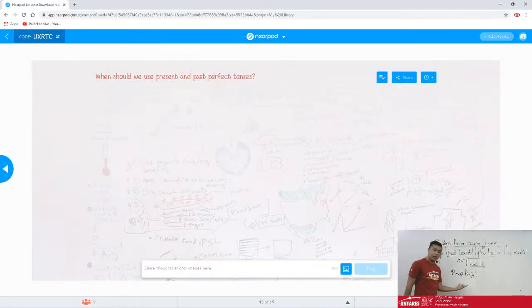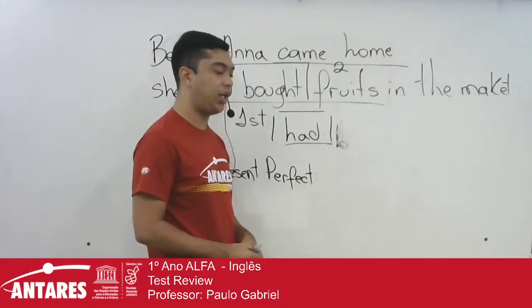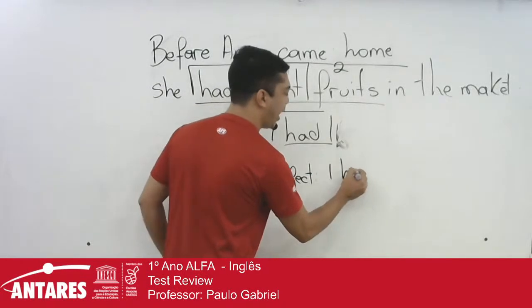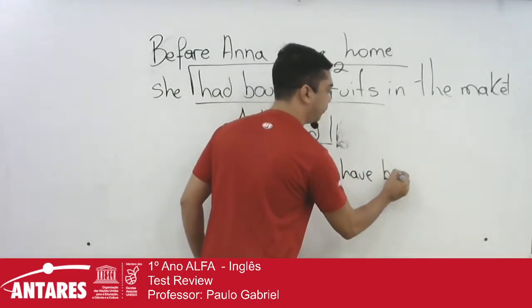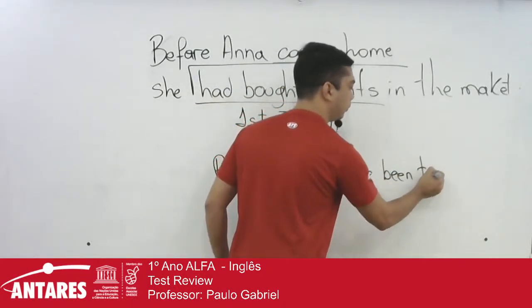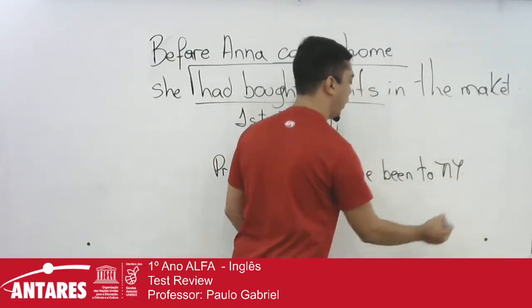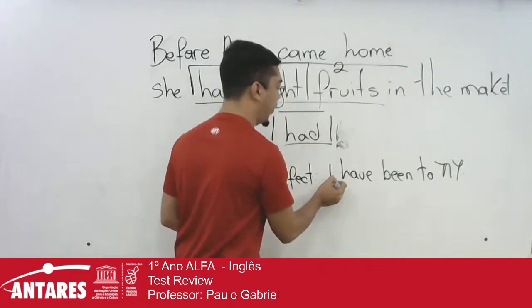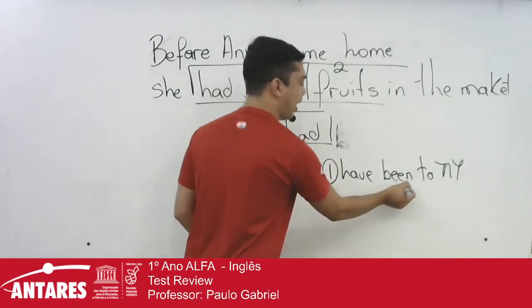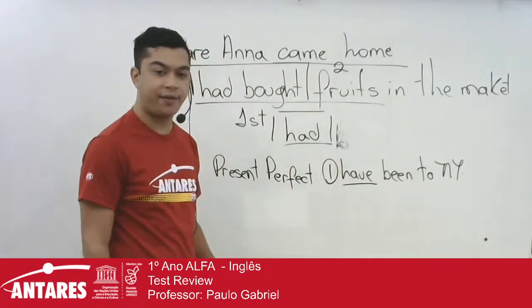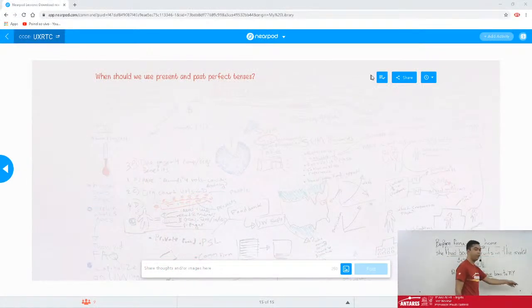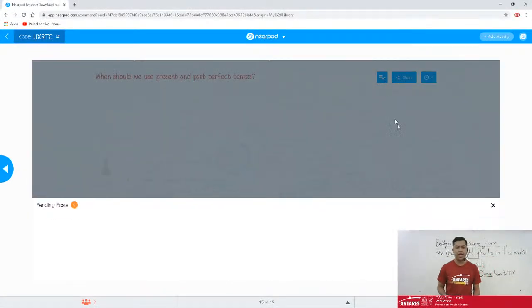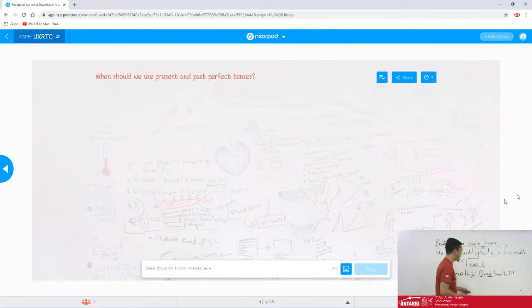So the structure for the present perfect changes. If I say, I have been to New York, the person here is I, and the auxiliary is have. I have been to New York. I'm expressing a lifetime experience, okay?